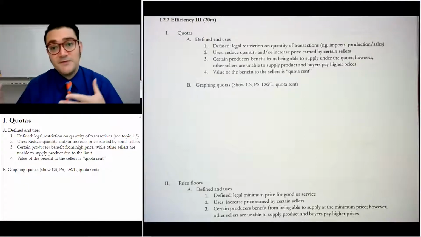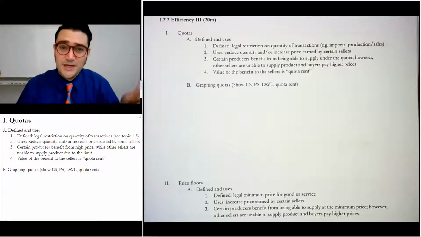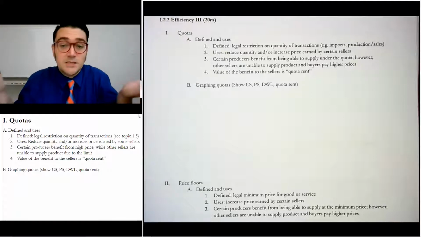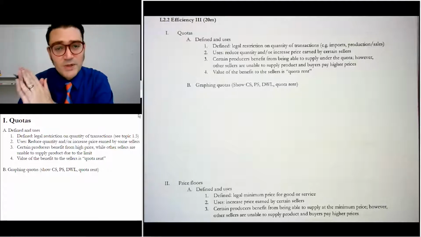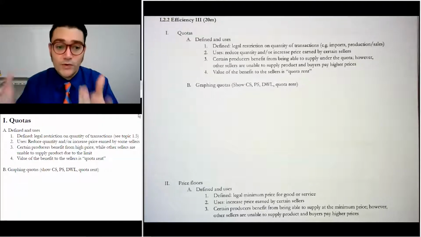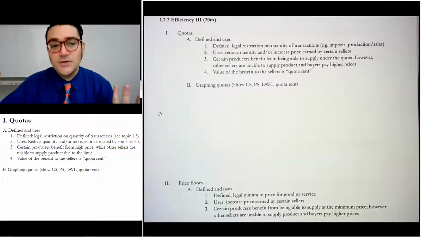Certain producers, we know, benefit because they are able to supply under the quota. However, other sellers are unable to supply under the quota, and buyers who are able to pay for the product end up paying higher prices, and some buyers don't get it at all. We remember that from the last unit: the benefit that those sellers who do get to sell receive, we call that quota rent. It's the additional benefit that's kind of unearned by being able to transact under the quota.